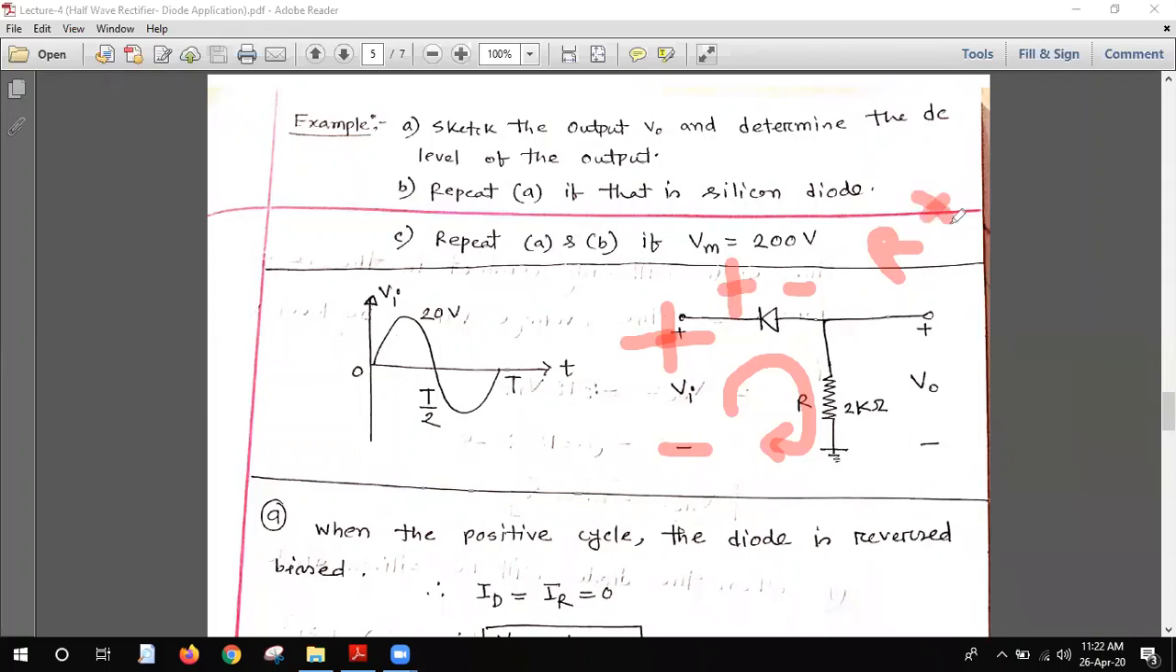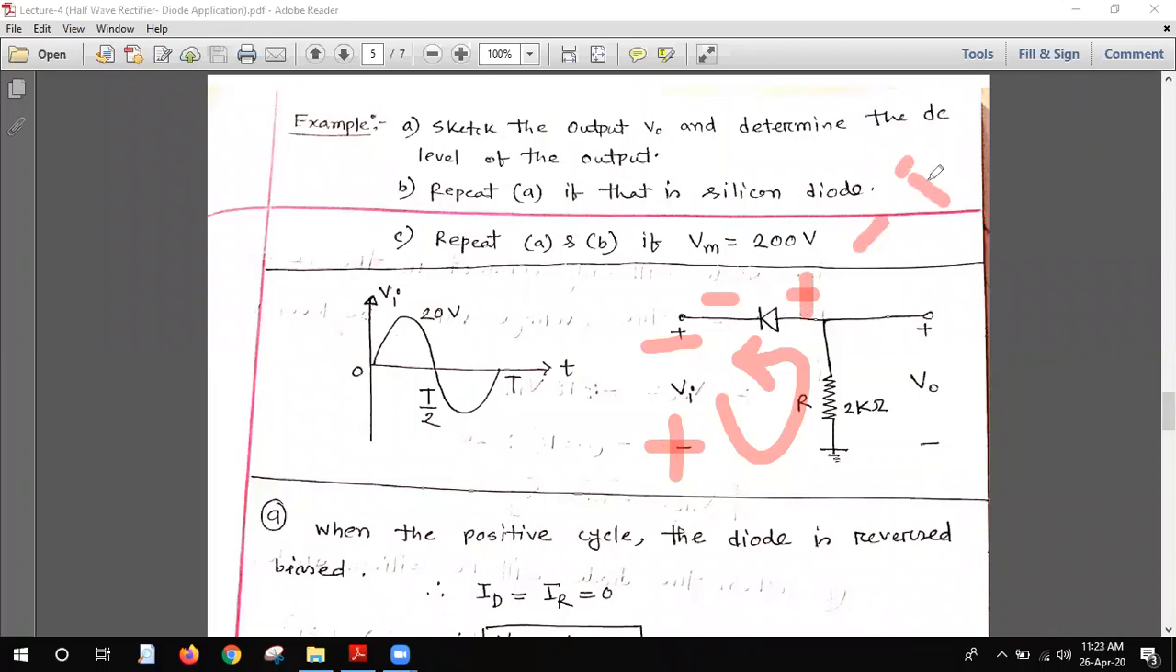I think you understand properly. I have already discussed this in the previous class also. You need to know the configurations of P and N in forward and reverse bias. So when it is the positive cycle, the diode is reverse biased. In the negative cycle, this is minus, this is plus, so the current will flow in the anti-clockwise direction, because current always starts to flow from positive. So in the negative cycle, the diode is forward biased. I think you understand the diode configuration. Okay, let's see what is asked.